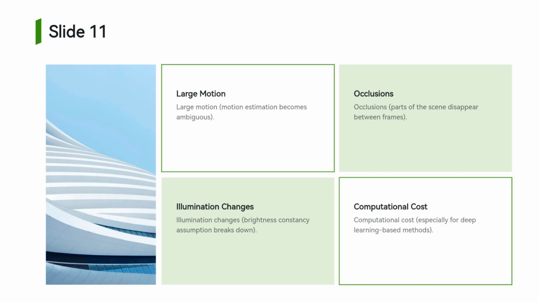Illumination changes. The brightness constancy assumption holds only when there are no significant lighting changes between frames. Illumination variations, such as shadows or reflections, can interfere with accurate flow estimation. Computational cost. Deep learning methods for optical flow estimation can be computationally expensive, requiring substantial resources for training and inference, which can be a limitation for real-time applications.